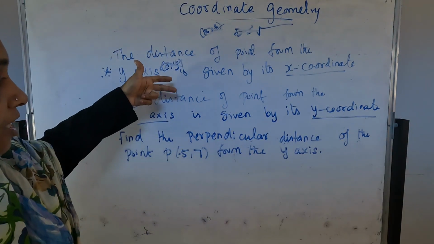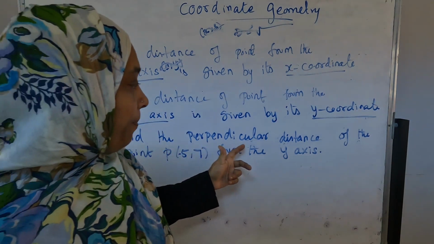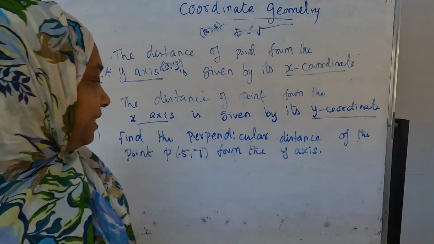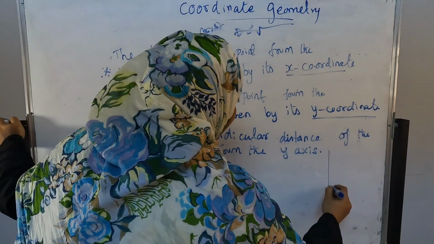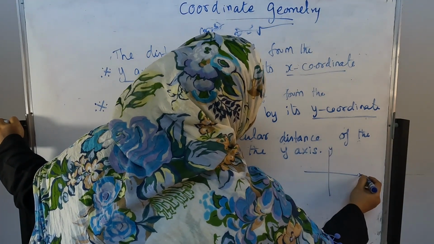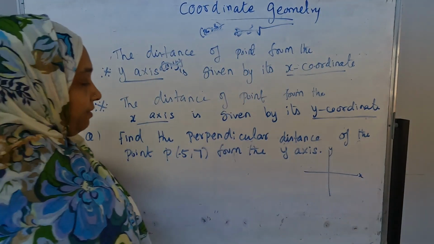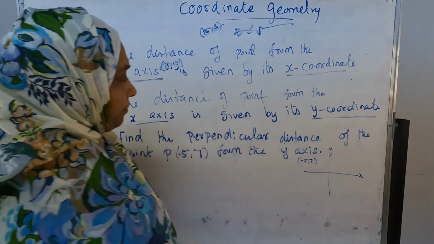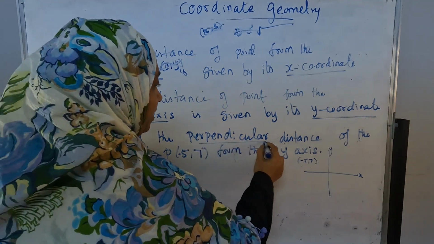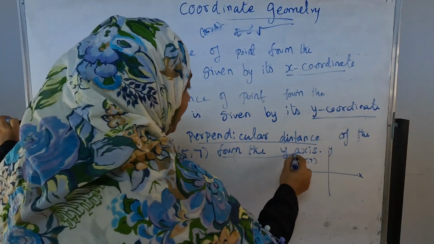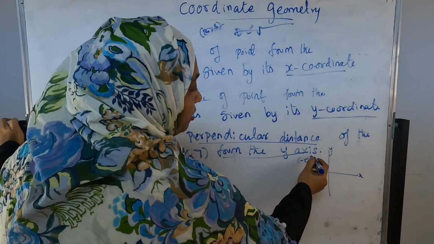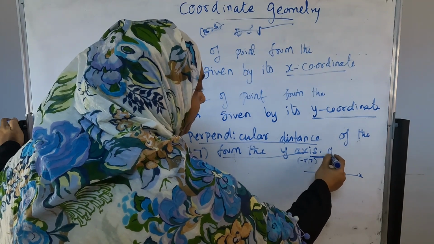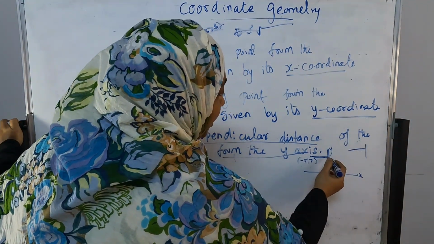Here is one question related to these points. Find the perpendicular distance of the point minus 5, 7 from the y-axis. Y-axis is this one, x-axis is this one. Here the point minus 5, 7 will come. What they are asking is the perpendicular distance of the point from the y-axis. Which one is the perpendicular distance to this point? This is the perpendicular distance. Yes? Then only the perpendicular will come.